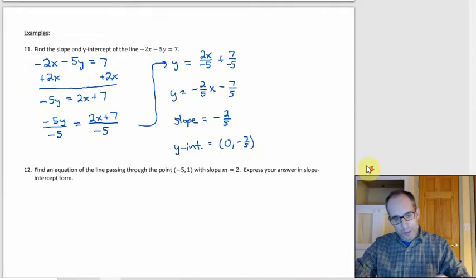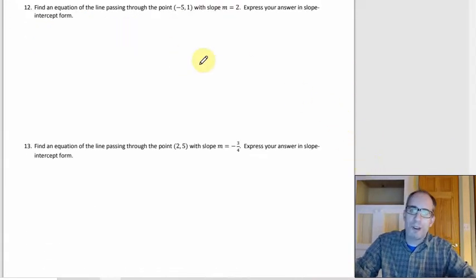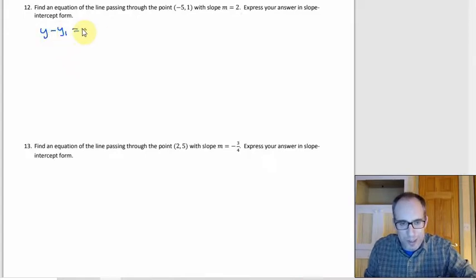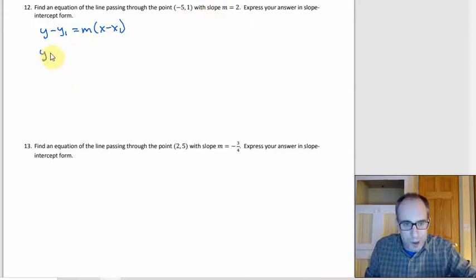Okay, then we're going to need the point-slope formula. So for number 12, we want an equation of the line passing through that point with that slope. So right here, this is where you go right to it and say, all right, point-slope formula. So y minus y1 equals m times x minus x1. And so x1 and y1 are the coordinates of the point, and then m is your slope. So you'd end up with y minus 1 equals 2 times x minus negative 5.